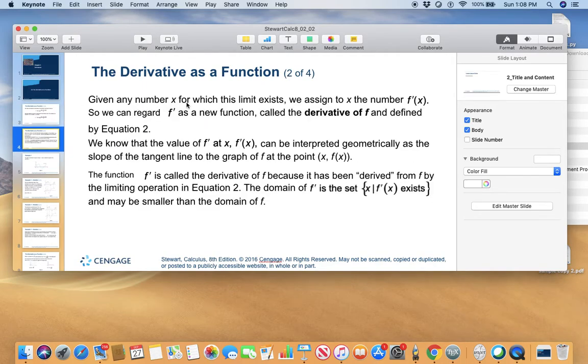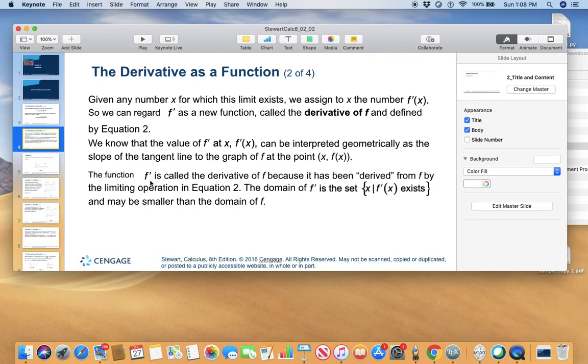Given any number x for which this limit exists, we assign to x the number f prime of x. That is, f prime is a new function. This is what is called the derivative function of f. We know that the value of f prime at x can be interpreted geometrically as the slope of the tangent line.